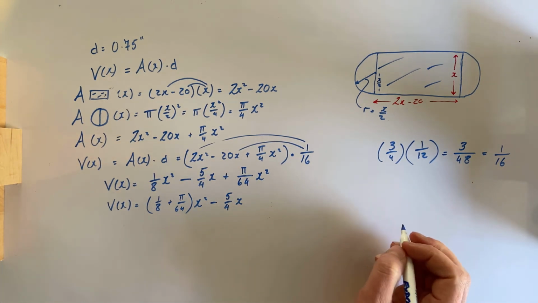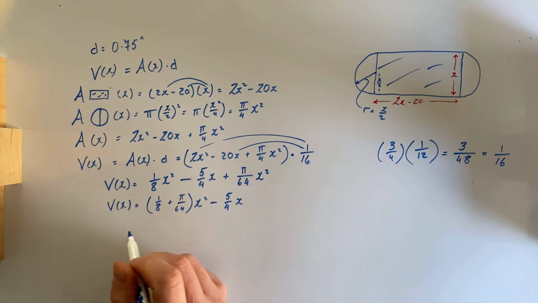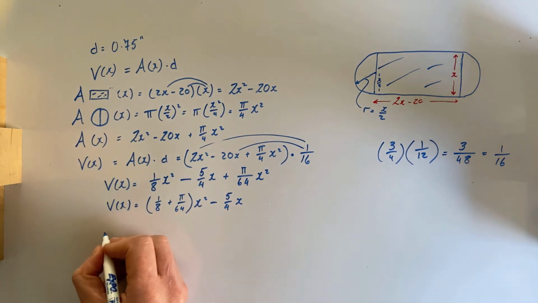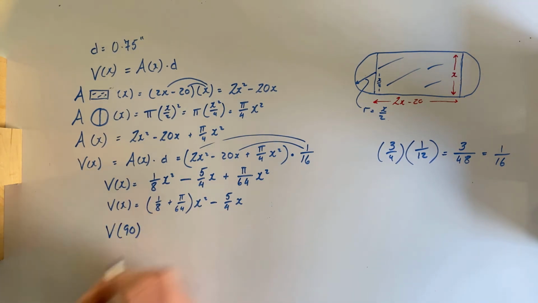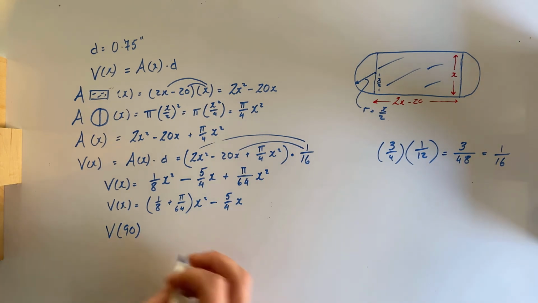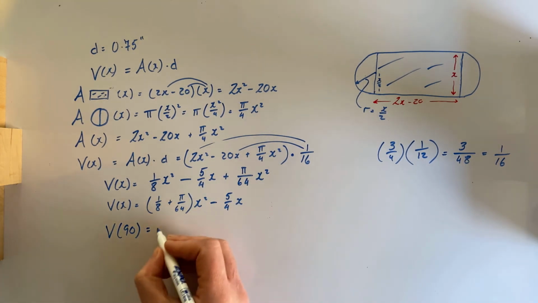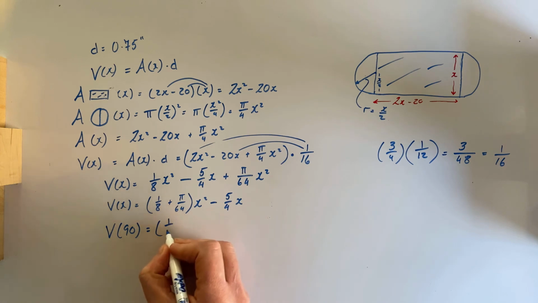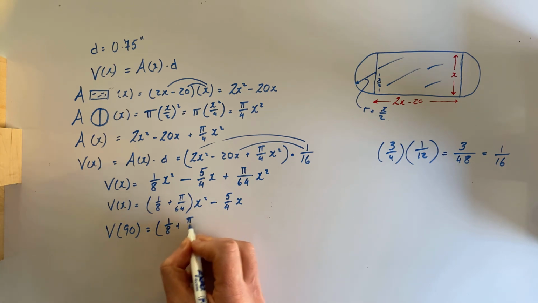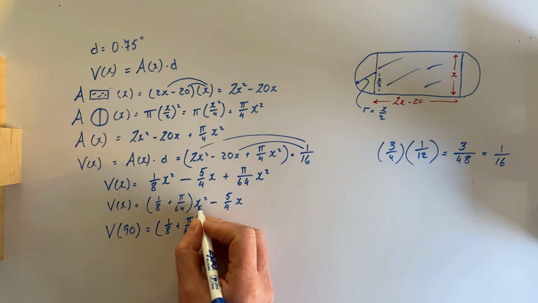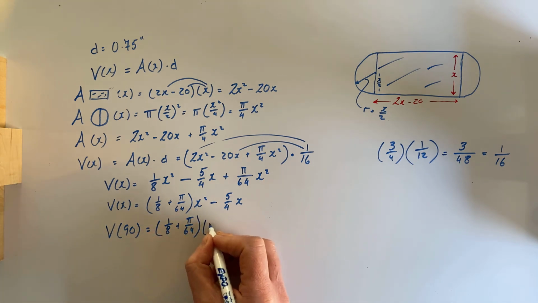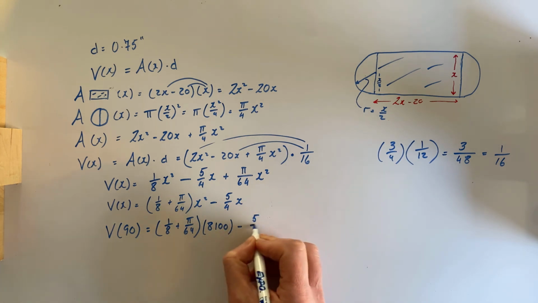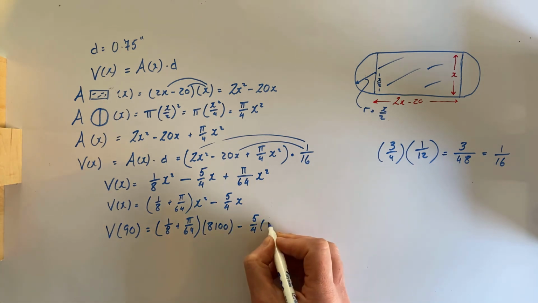The next part asks us then to work out the volume of ice given the width is 90. In other words, we're asked to find V of 90. That's the next part of the question. And so simply plugging that in, I'll use this second form here. You can use either form. 1 over 8 plus pi over 64, times x squared, which is going to be 90 squared, and 90 squared is 8,100, minus 5 over 4 times x, and x again is 90.